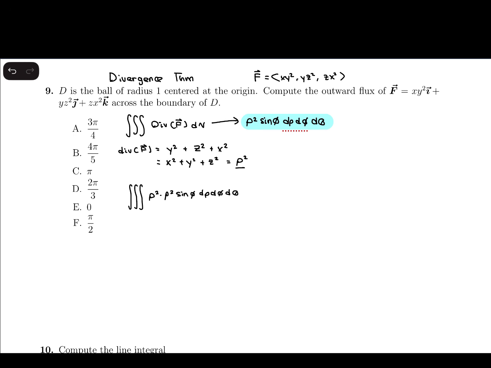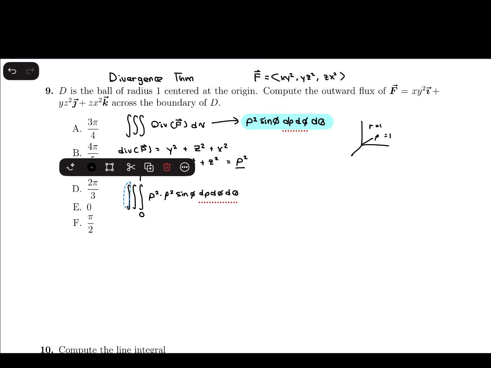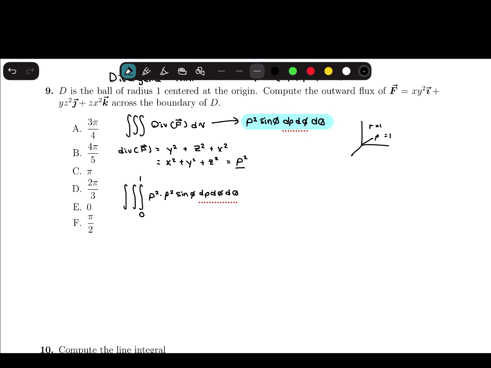And for our actual integration bounds, this is a ball of radius 1, which means that if we had this right here, that's the rho, and the radius is equal to 1, which means that rho is just equal to 1 in this case. So it goes from 0 to 1. And there are no other specifications given to us. So the integration bounds for phi would just be from 0 to pi, as we know, and from 0 to 2 pi for the circular part.